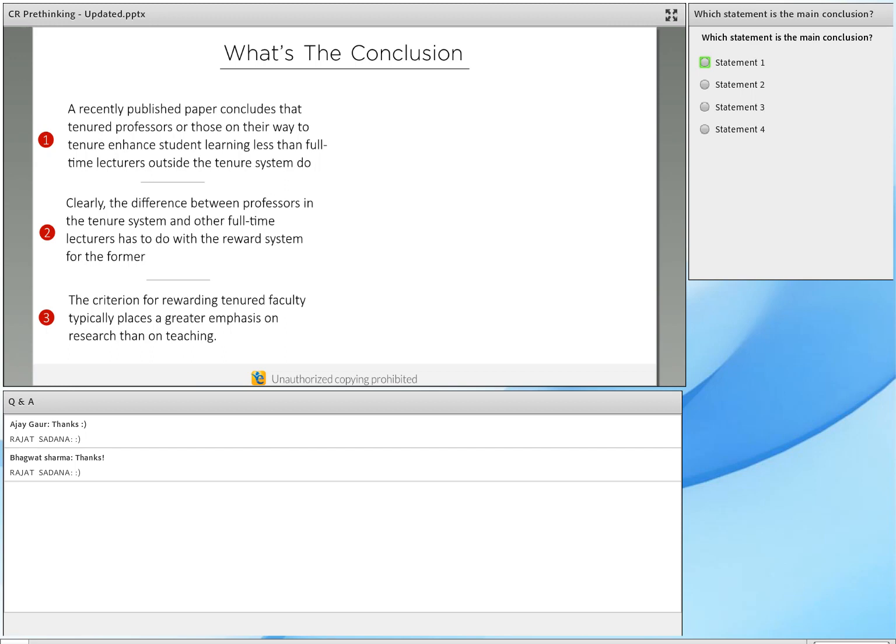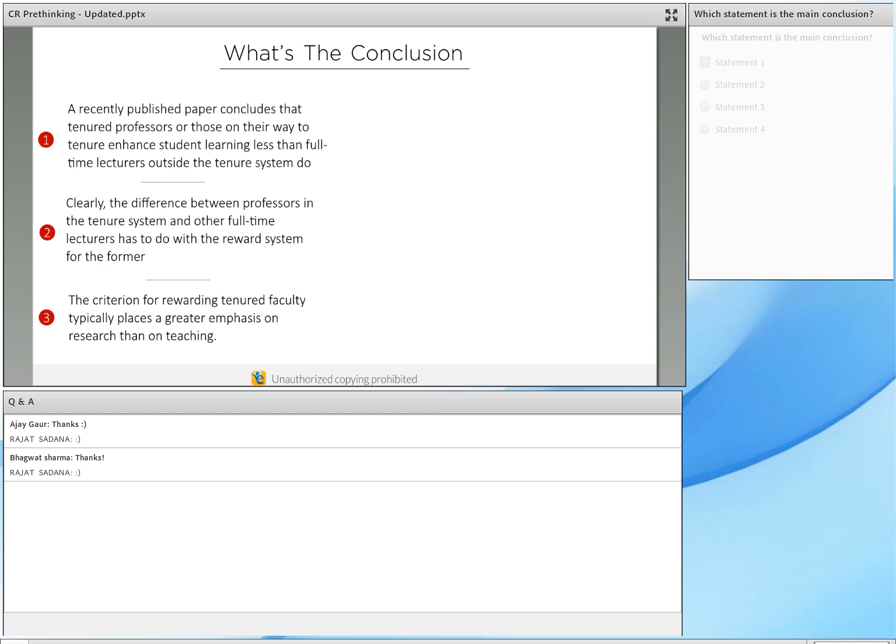Here is our argument. Here are the three statements. So this argument, again, the same argument is divided into three statements. I want you to tell me which statement is the main conclusion of this argument. Let's get a few more responses. Which statement is the main conclusion in this argument? I have 50 responses. Let's get to about 80 responses. That way, I'll have a good coverage over about 130 odd people in the session. 78, 81. Good. 3, 2, and 1. Let me end the poll.